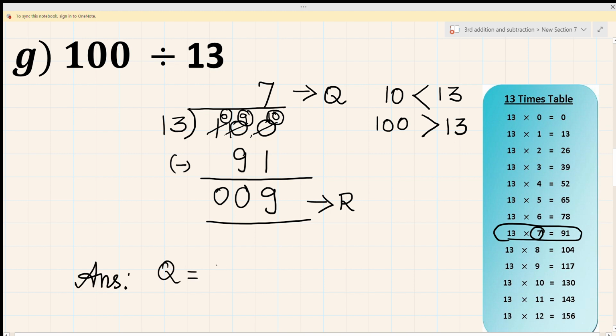Quotient is 7 and the remainder is 9. So when you divide 100 by 13, you will get 7 as the quotient and 9 as the remainder. Now let us move to the next exercise.